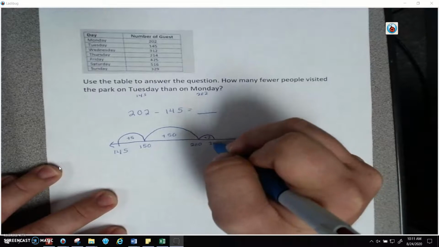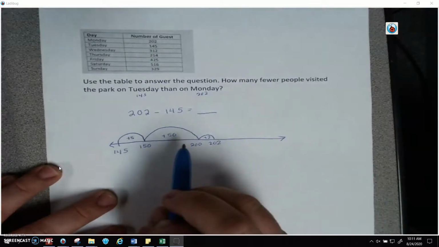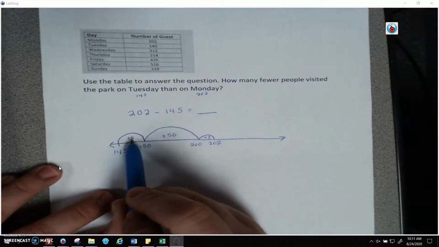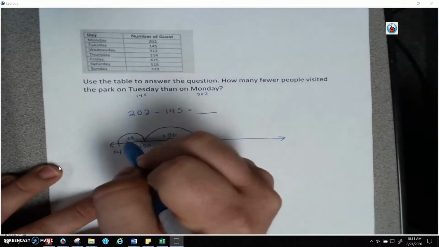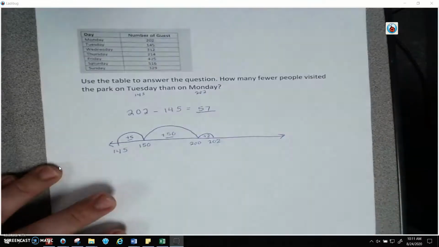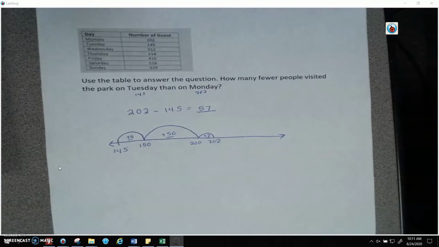So now that I'm at 202, I need to see what the total difference is. So I have 50 plus 5 is 55, plus 2 is 57. So I can see that there's a difference of 57. Hopefully you got the same answer and used the same strategy on a number line.